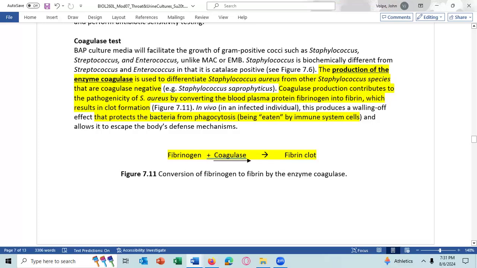Coagulase actually contributes to the pathogenicity of Staphylococcus aureus, converting blood plasma fibrinogen into the protein fibrin, which allows the blood to clot, and that protects the bacteria from phagocytosis, being eaten by white blood cells, when the bacteria are few in numbers. So Staphylococcus aureus can create a blood clot, which then makes it harder for the immune system to attack the Staphylococcus aureus when the infection is initially getting started.